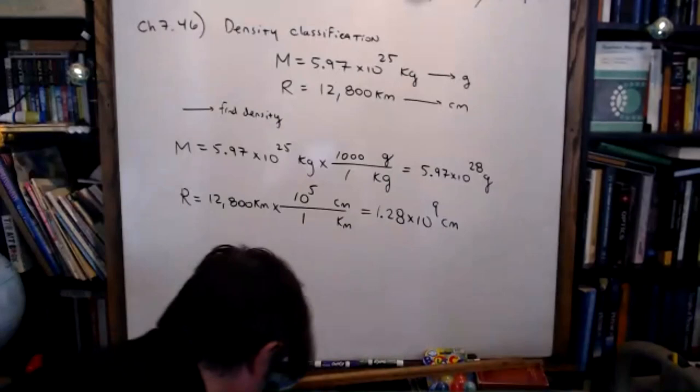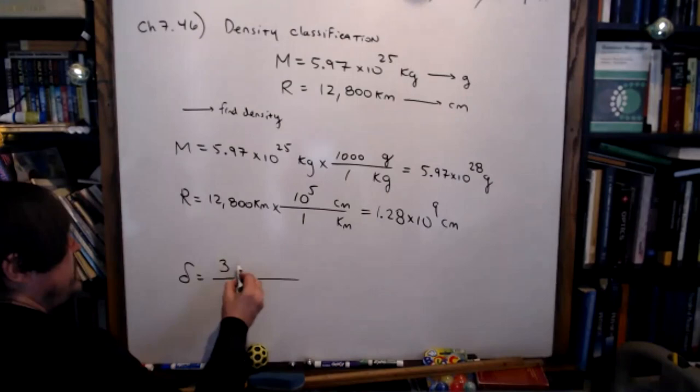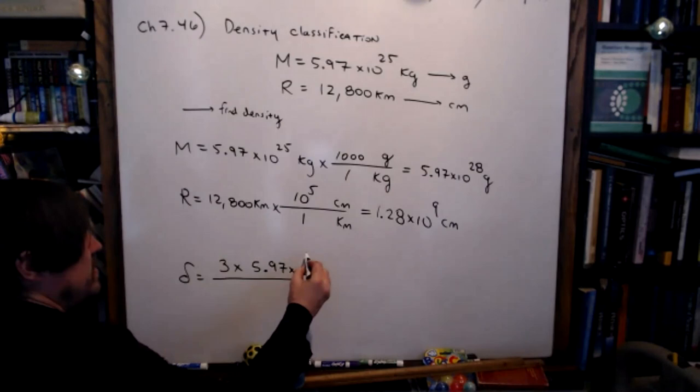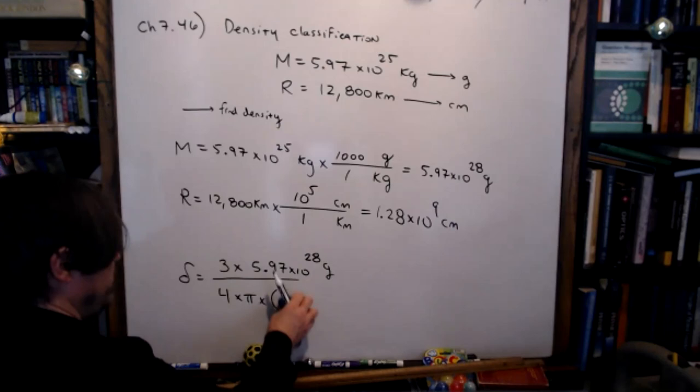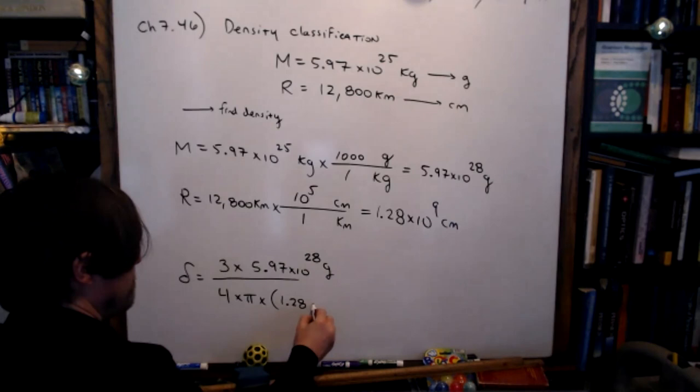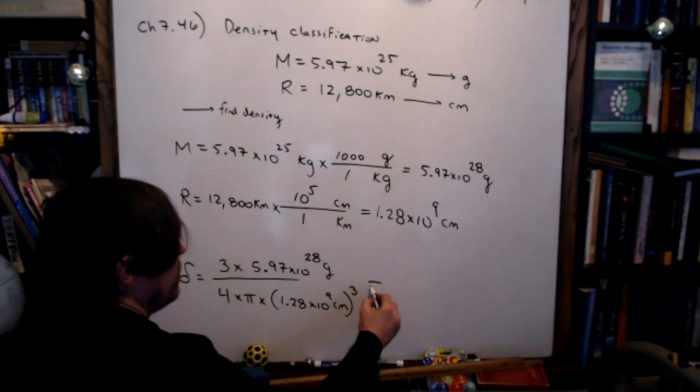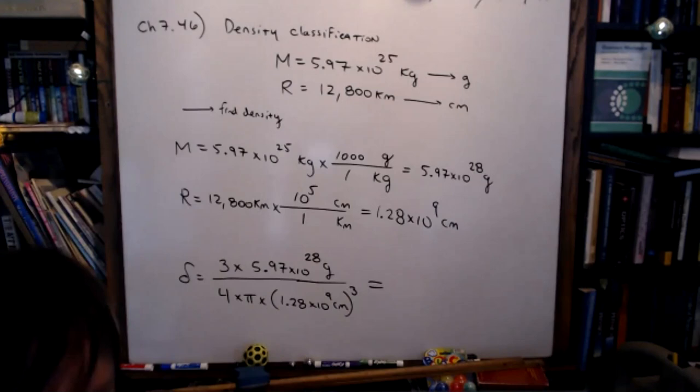Density is 3 times the mass, 5.97 times 10 to the 28 grams over 4 times pi times 1.28 times 10 to the 9 centimeters cubed. Okay. We practiced this earlier. Let's make sure you can all do it. 2 sig figs will suffice for me.